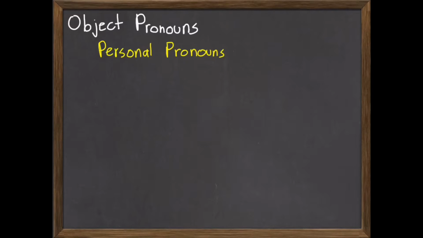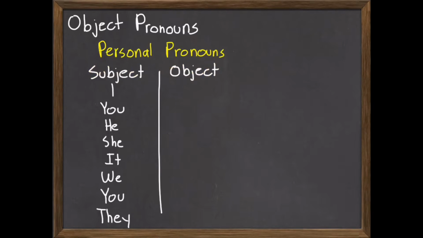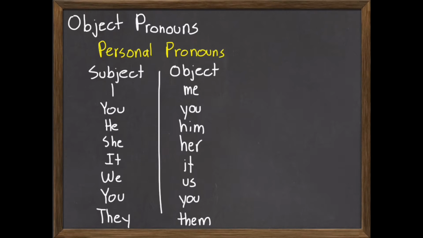Now, let's quickly look at object pronouns. First, let's start with personal pronouns. Personal pronouns can be divided into subject pronouns or object pronouns. You may already know the subject pronouns: I, you, he, she, it, we, you, plural, and they. Now, the object pronouns, we use object pronouns as objects of verbs, and they always go after the verbs. Each subject pronoun has its corresponding object pronoun. For example, I, if we're talking about I as an object, we say me.